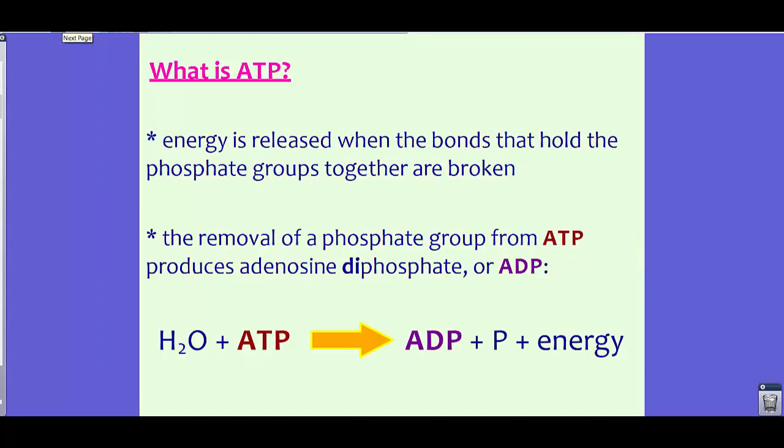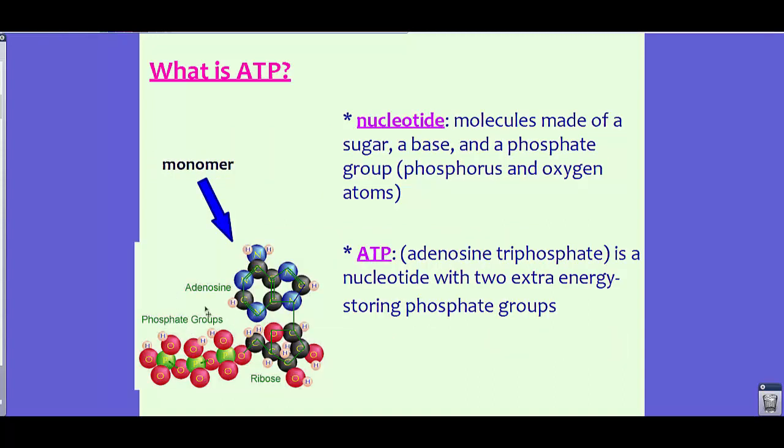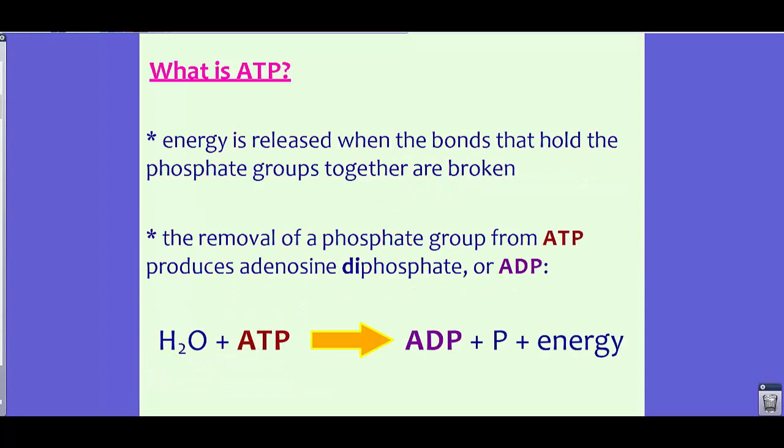Now, the energy is released in ATP when the bonds that hold the phosphate groups together are broken. So if we go back to this picture here, we have 2 extra phosphate groups in this section. We're actually going to remove one of these phosphate groups. When that bond breaks, it releases energy, and that's what supplies the body or the organism with energy. When that happens, that phosphate group that gets released is going to go away, and then we're left with a molecule of ADP. Again, I'm not going to make you memorize what it stands for, but ADP stands for adenosine diphosphate, with the di meaning 2. So now we're left with 2 phosphates.